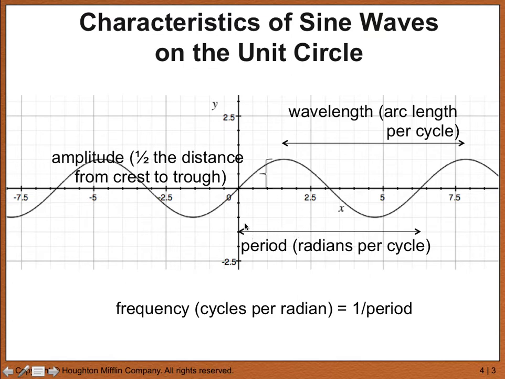The period, normally, is measured from the equilibrium point. The equilibrium point is just where, it would be the middle of the graph. You could think of it as the middle of the graph.